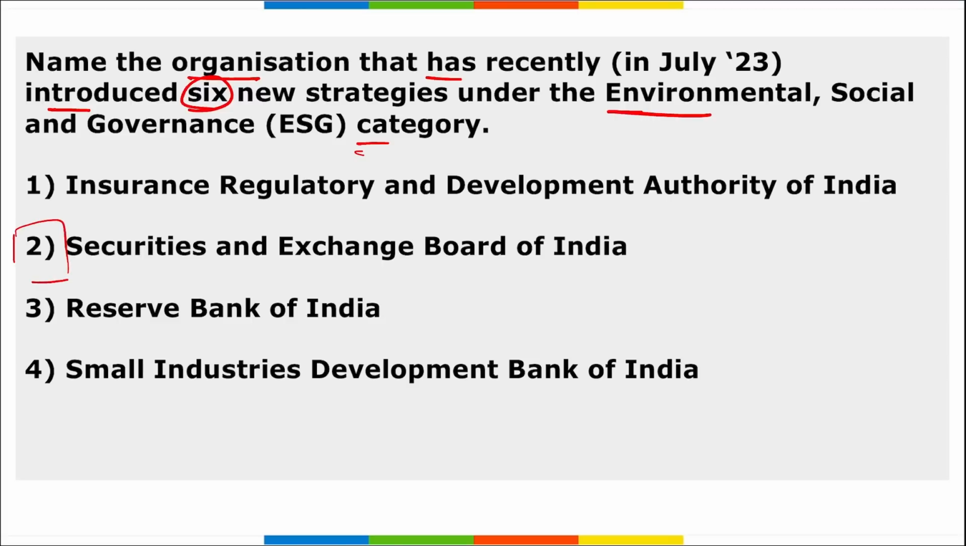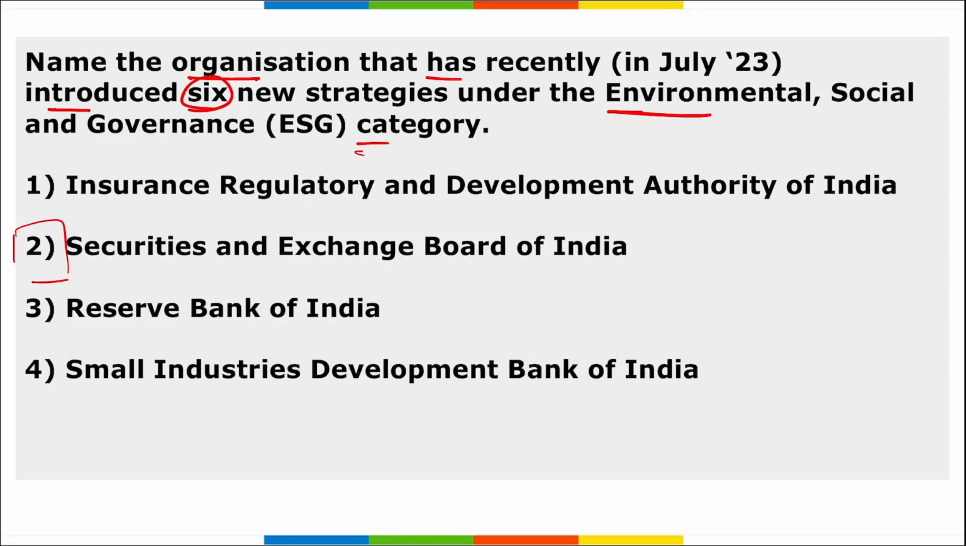Securities and Exchange Board of India, the regulator of the securities market. They have recently introduced 6 new strategies under the environment, social and governance theme, correct? These 6 subcategories of the ESG theme are namely exclusion, integration, best in class, positive screening, impact investing, sustainable objective and transition related investment.